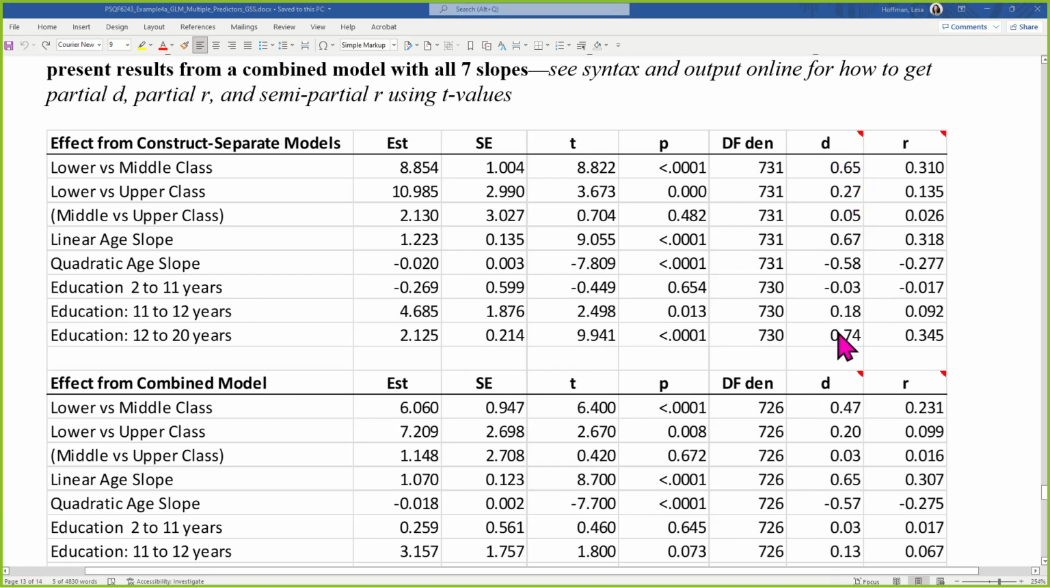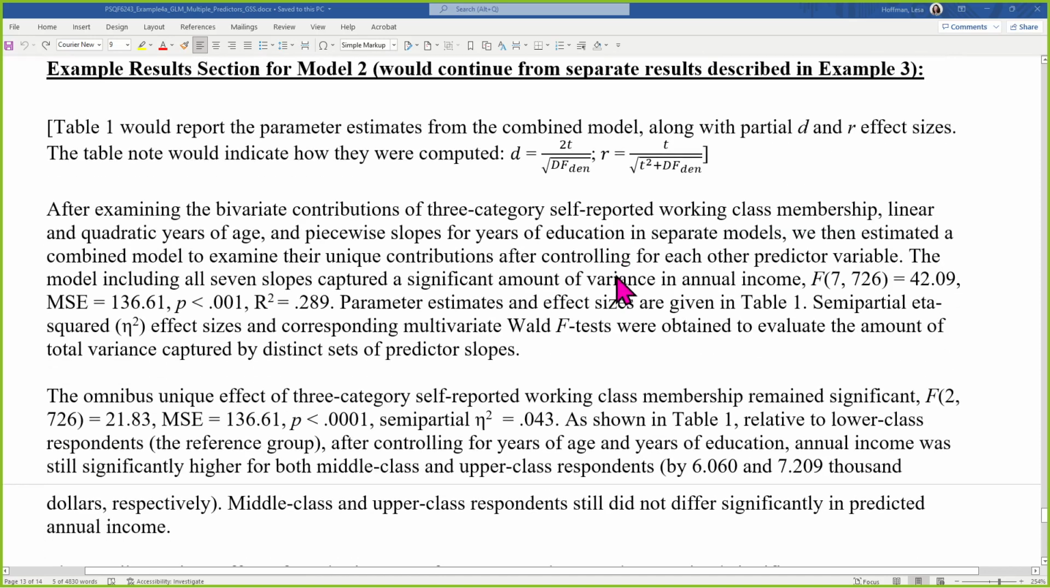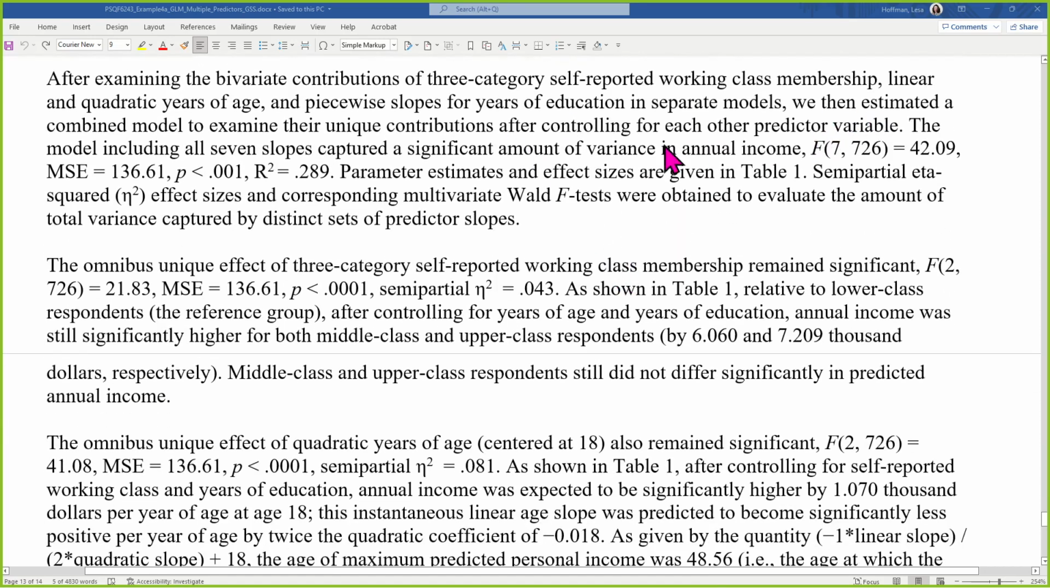So these can be easily computed from your t output in your programs, and that's the code that I gave you in example 3, and there's code online to do it for this handout as well. I just didn't repeat it in this case. So the results section then illustrates how I would talk about all of these different effect sizes at the same time.